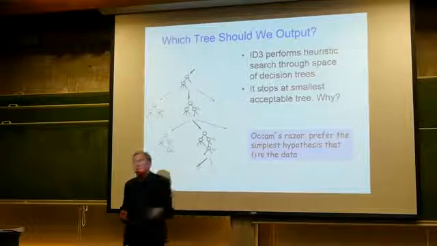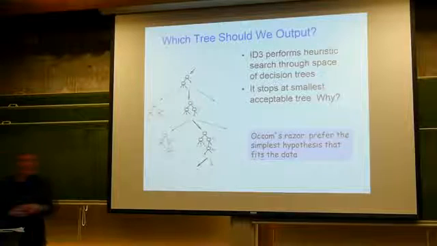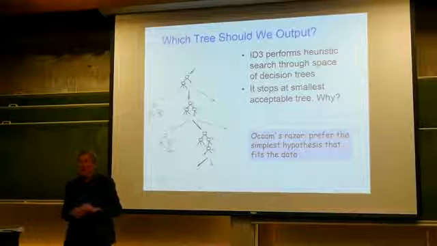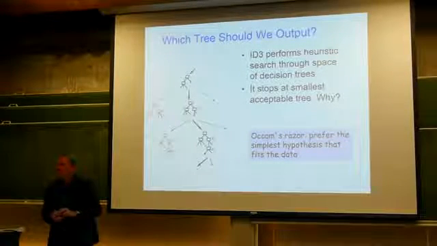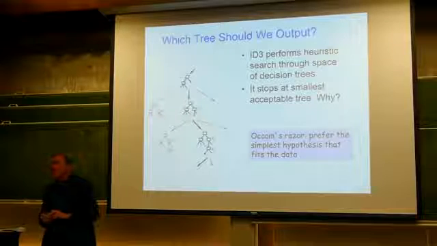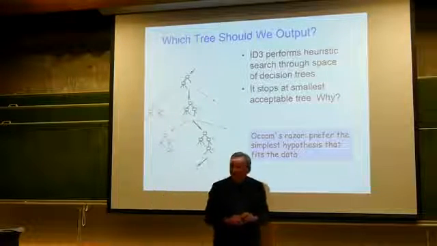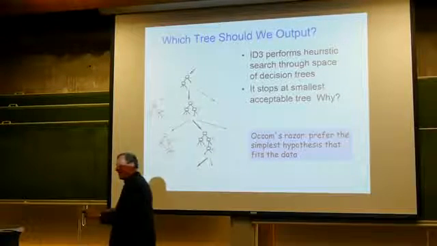And ever since then, philosophers and others have been debating whether and why and when that might be true. Yes? Why don't we just look for the smallest decision tree instead of using this entropy heuristic? Why don't we look for the smallest tree? We can do that. Do you want to talk about that now or later? Sure, we can talk about it now.